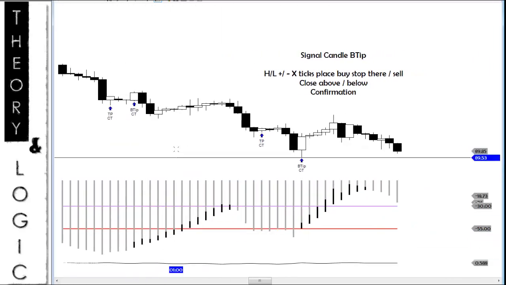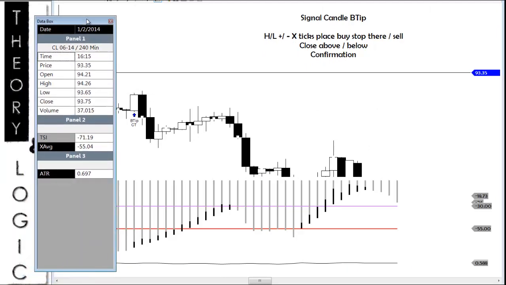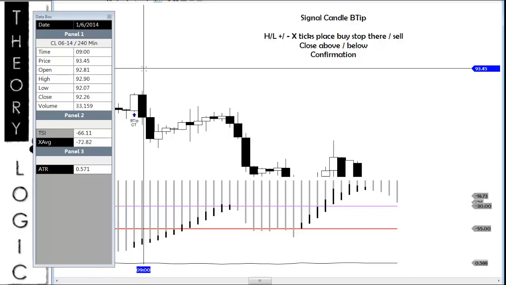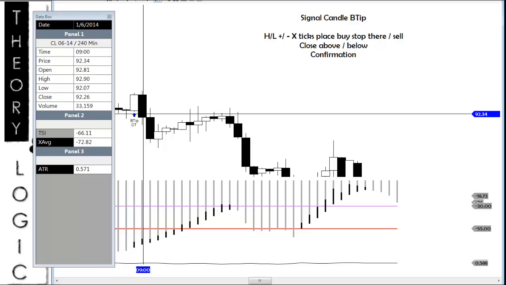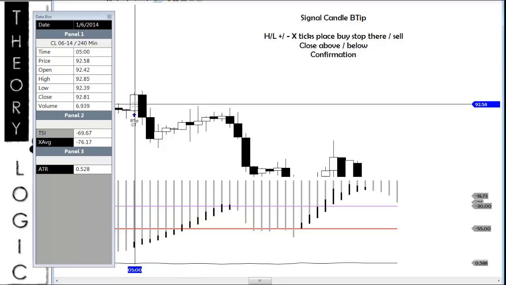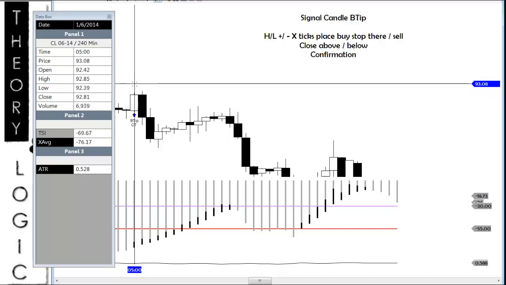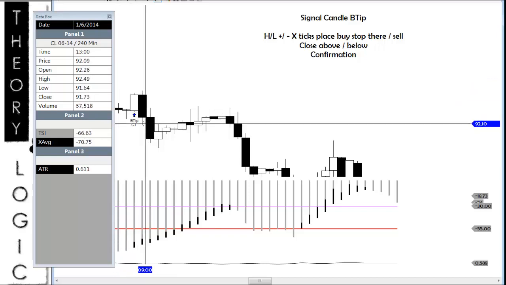So let's spread the chart out. There was my black tip buy signal right there. The high of this bar, 92.85. The high of the very next bar, 92.90. This bar went 5 ticks above the high of the signal bar. So if I said, hey, take the high of the signal bar, as defined by the black tip, plus 15 ticks, we never would have gotten long right here. So my entry filter kept us out of this trade.